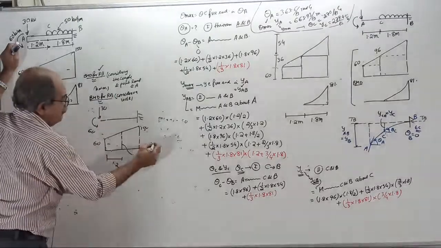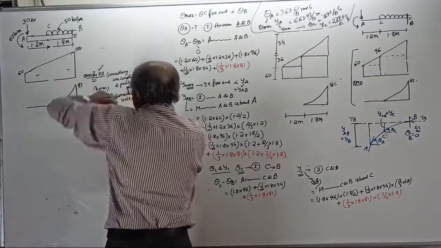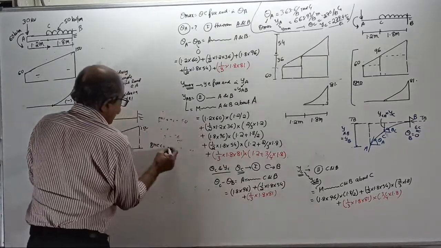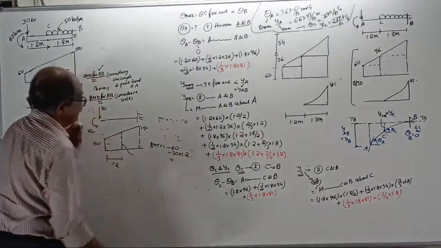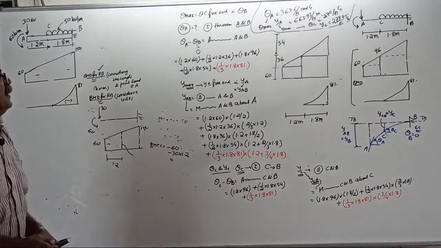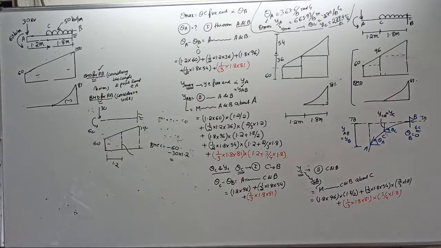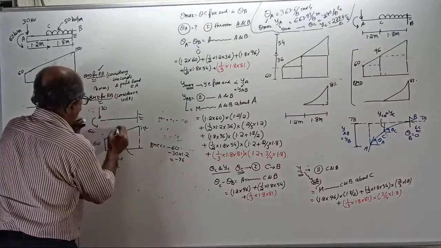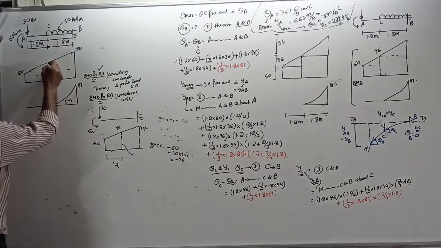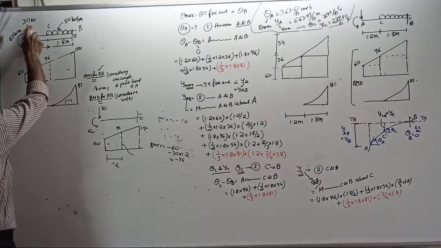So the extra bending moment at C equals minus 60 minus 30 into 1.2, which is minus 96. Therefore, if I write a dotted line here, this is 96. This is the BMD for the point load and couple.